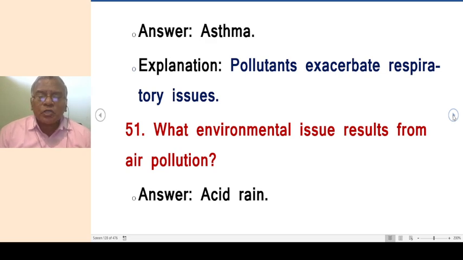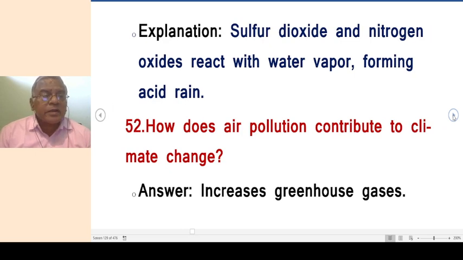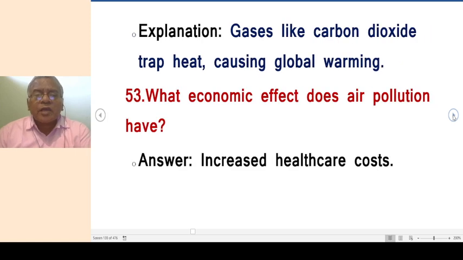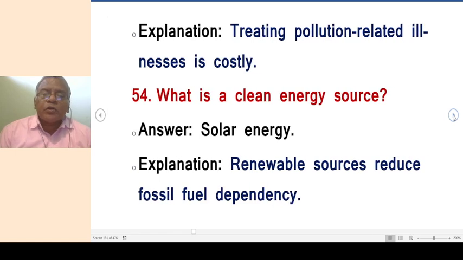What environmental issue results from air pollution? That is acid rain. Sulfur dioxide and nitrogen oxides react with water vapor forming acid rain. How does air pollution contribute to climate change? It increases greenhouse gases. Gases like carbon dioxide trap heat, causing global warming. What economic effect does air pollution have? That is increased healthcare cost. Treating pollution related illnesses certainly is costly.